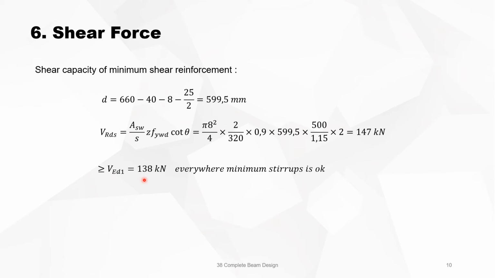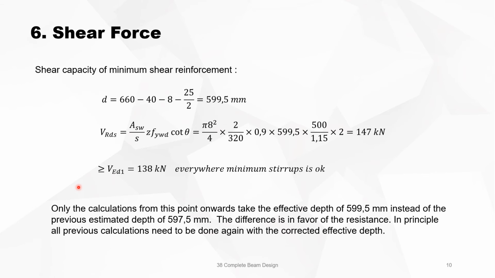So everywhere in the beam, we put minimum reinforcement and it covers the shear capacity. But now we have a small problem in the sense that we have diameter 8 instead of 10. In the previous video, we worked everything out with a diameter 10 because we didn't know what diameter it should be. The difference is the effective depth. So now we have a bigger effective depth than what we calculated before. So the difference now is in favor of the resistance.